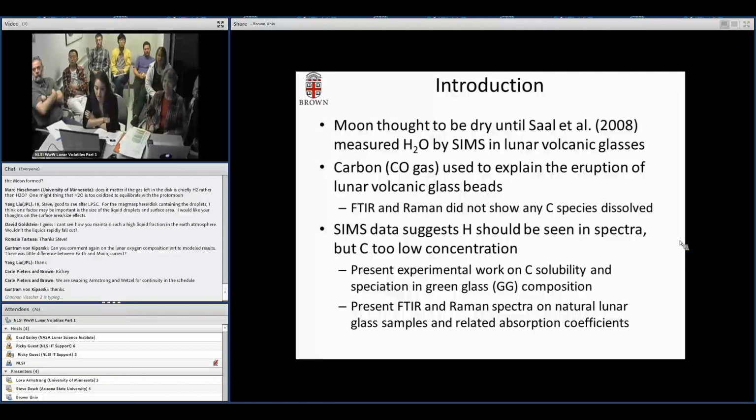However, the SIMS data shows that we have up to 40 ppm water dissolved in the glasses, and so we should be able to see how hydrogen is dissolved in the melt using spectra. Carbon is too low in concentration, so probably not seen in spectra. So I'm going to be presenting experimental work on carbon solubility and speciation in synthetic green glass composition, as well as presenting FTIR and Raman spectra on natural lunar glass samples and their related absorption coefficients.